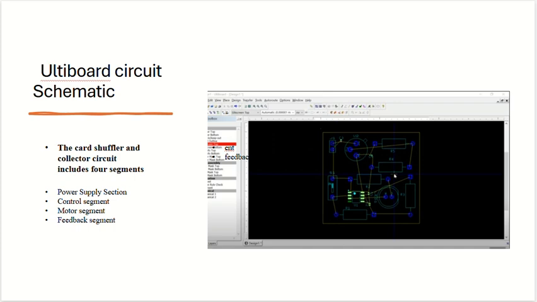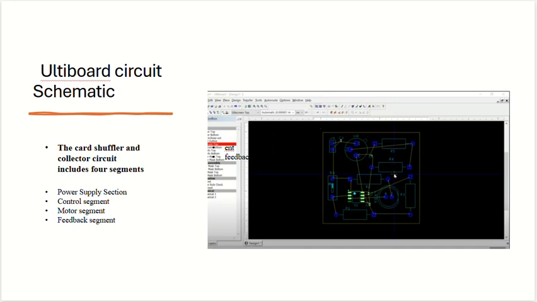Finally, the feedback section includes encoders and position sensors to monitor motor and card position. The microcontroller uses feedback for real-time adjustment, ensuring proper card handling and correcting any deviation in the system operation.